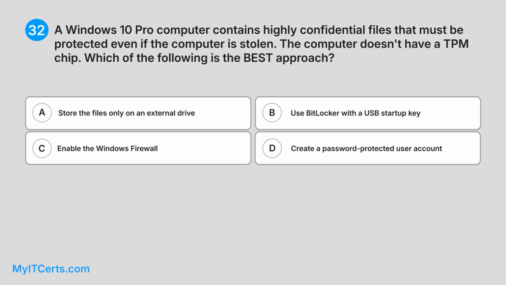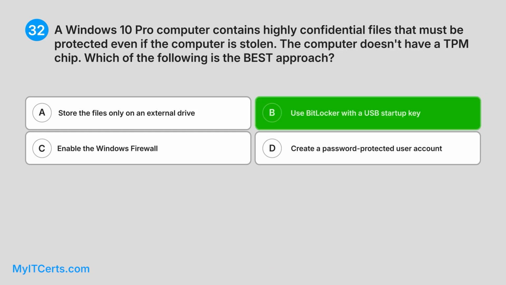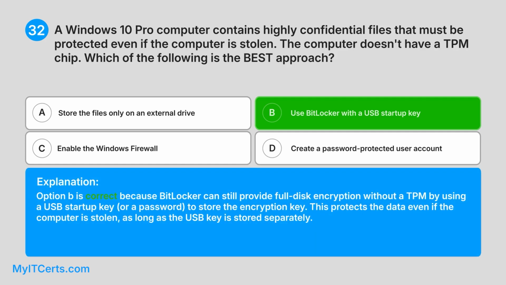Correct answer: B. Use BitLocker with a USB startup key. Explanation: Option B is correct because BitLocker can still provide full disk encryption without a TPM by using a USB startup key, or a password, to store the encryption key. This protects the data even if the computer is stolen, as long as the USB key is stored separately.